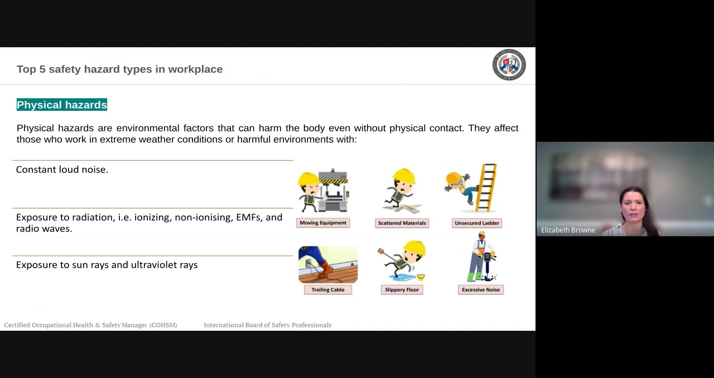But we can see that these physical hazards can be considered unsafe conditions and can be controlled, for a lot of them, by simply having good housekeeping practices in place.